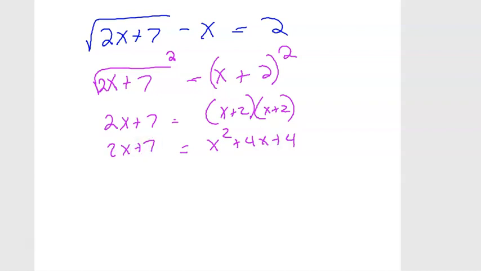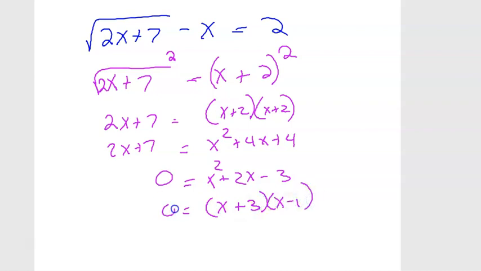And then you're going to solve this equation. So here we're going to get 2x minus 3. Bring everything over to one side. Factor. Set them equal to 0.